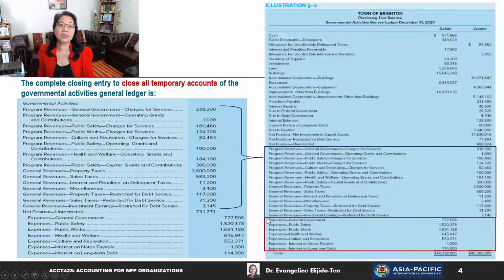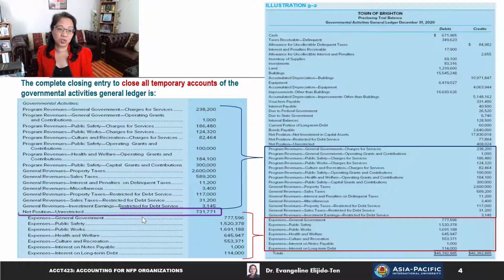So the expenses in terms of general government, public safety, public works, health and welfare, culture and recreation, and interest on notes payable as well as interest on long-term debt, all expenses will need to be credited because they do have debit balances. Now the difference between the total debit and the total credit in your closing entry will then be closed to your net position unrestricted.